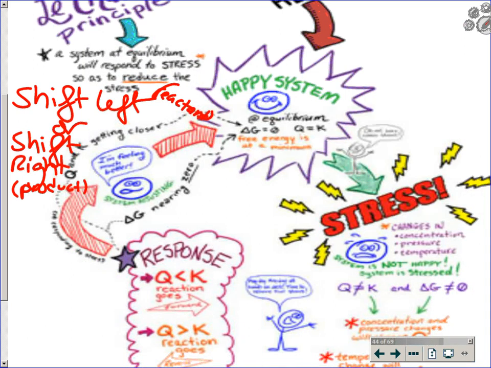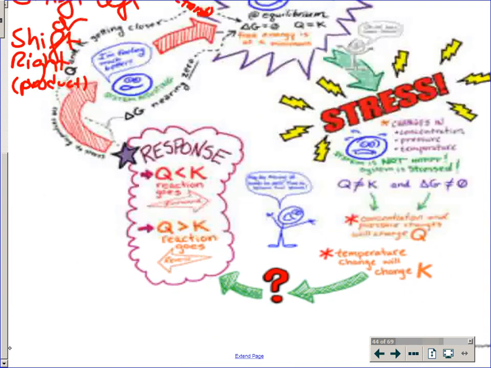Okay? All right, so the only two options this reaction has are shift left or shift right. And what's the whole deal behind this? Why is it shifting left or shifting right? To make up for what it lost, or to make up for whatever stressor it experienced. The system is going to respond to the stress by trying to shift left or shift right. This is like a Q versus K thing, but more than anything, we just want to know if it's going to shift left or shift right.